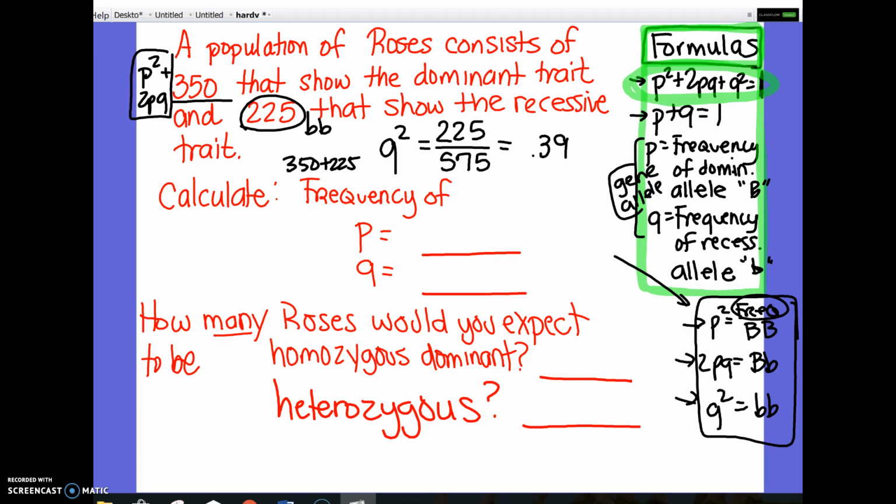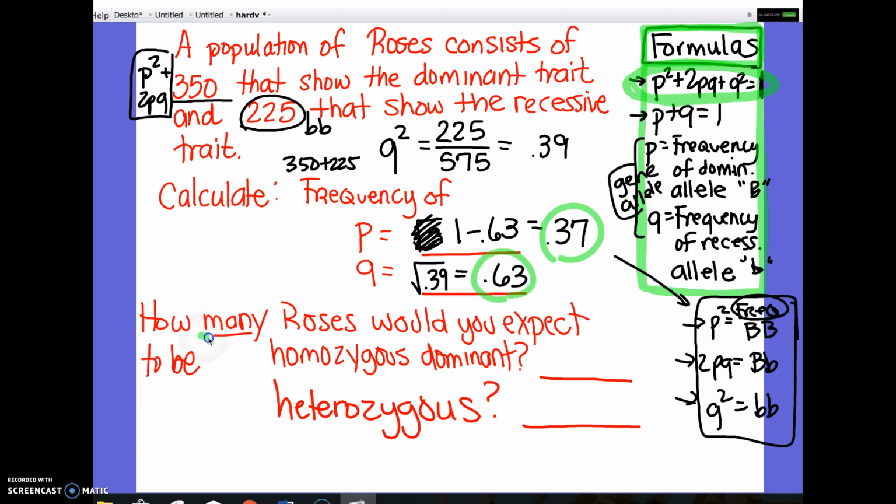Okay, so to get q, it's going to be the square root of q squared, which is going to give us 0.63. To get p, we use p plus q equals 1, a formula you'll use almost every single time. So 1 minus 0.63 will give us p, which is 0.37. So that's the first part of this question, to determine p and q. So here's p, here's q.